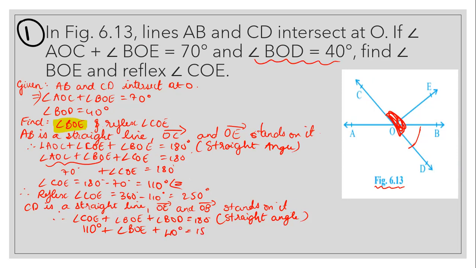So this is equal to 180 degrees. So 110 plus 40. What is 110 plus 40? 150. 180 minus 150, we get 30 degrees. So therefore, angle BOE is equal to 30 degrees. So we have answered both parts of the question.